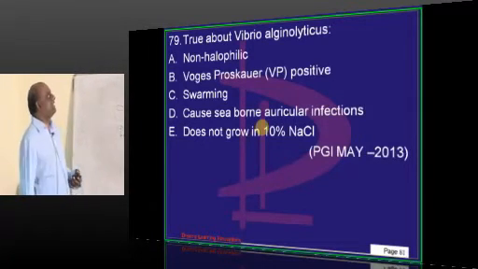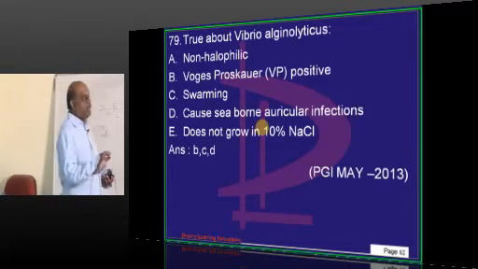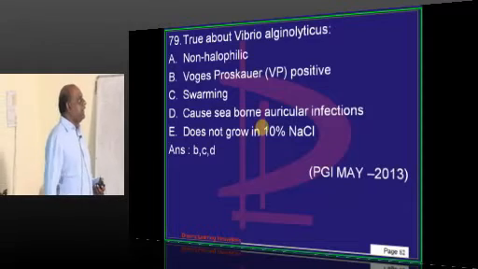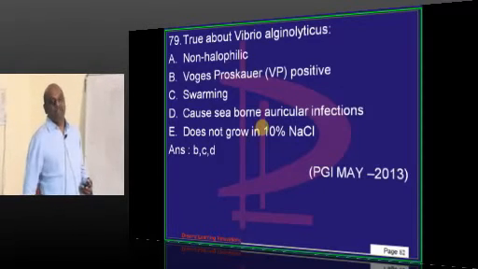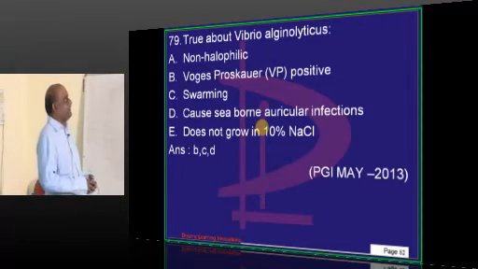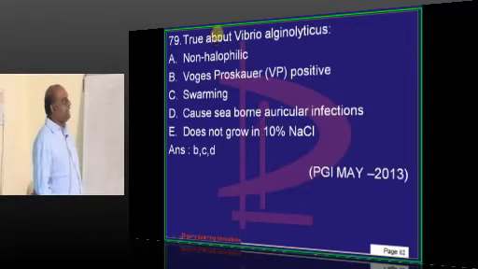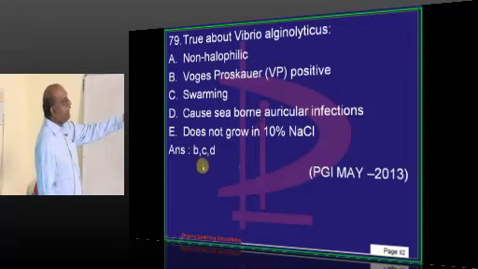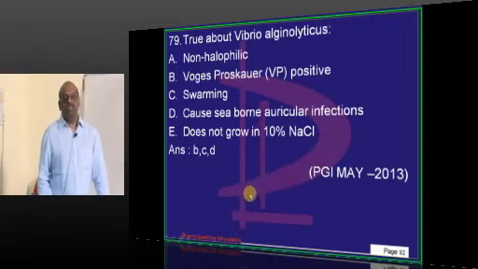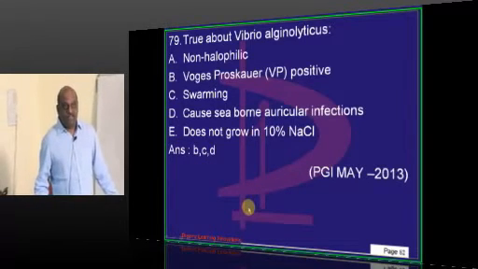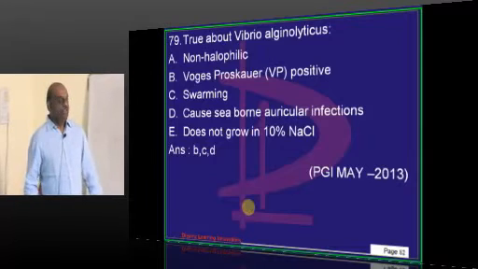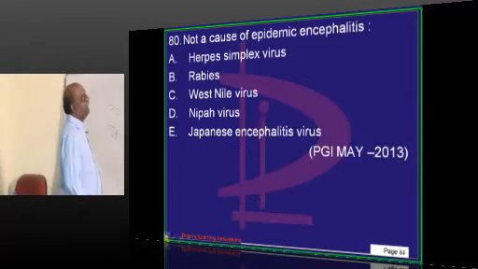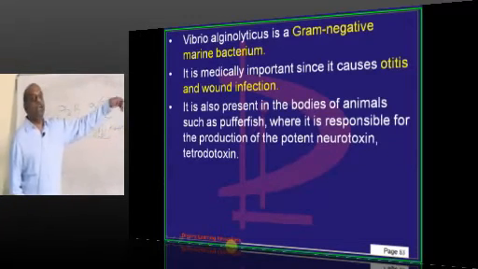Vibrio alginolyticus, what is true? It is called a halophilic Vibrio. It is not non-halophilic. And this is VP positive, Voges-Proskauer reaction positive. It is swarming in nature. It causes ear infections, sea-borne auricular infections. It is the one which grows in the sea, which means it should grow in sodium chloride. So, it grows in 10% NaCl is what you need to remember. And it is a gram-negative marine bacterium.